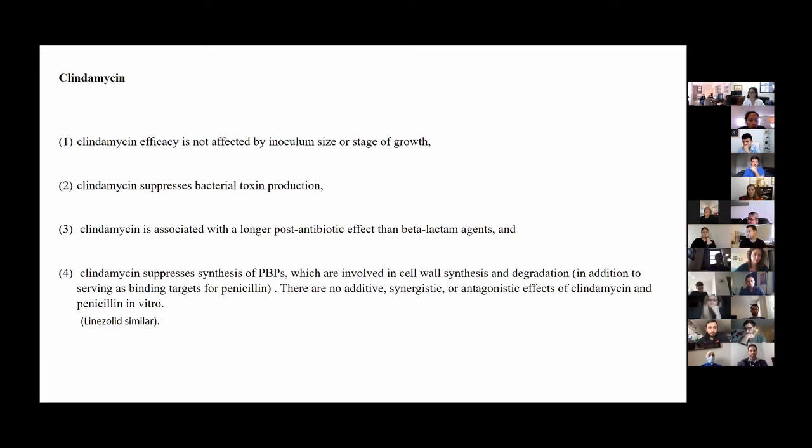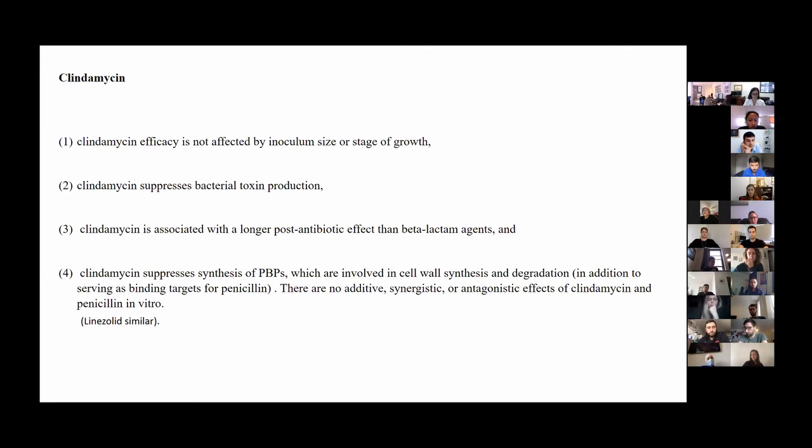And just a little word on clindamycin, because we use it for synergy for all these toxin-mediated illnesses. So we're using it really when we're worried about a large inoculum. So that's when we use it for necrotizing skin and soft tissue infections. It suppresses toxin, which is why we use it for TSS. And it has a long post-antibiotic effect, and may also suppress synthesis of penicillin binding proteins.